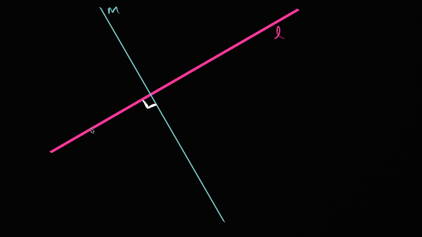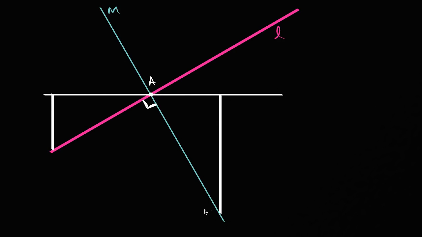And so I'm going to now construct some other lines here to help us make our geometric argument. So let me draw a horizontal line that intersects at this point right over here. Let's call that point A. There you go. So that's a horizontal line that intersects at A. And now I'm going to drop some verticals from that. So I'm going to drop a vertical line right over here. And I'm going to drop a vertical line right over here.